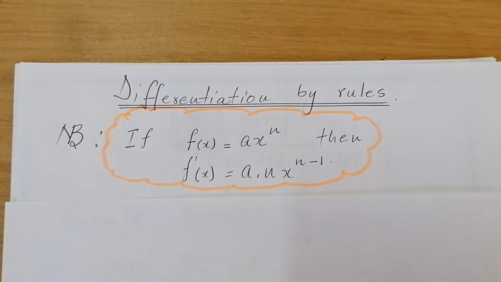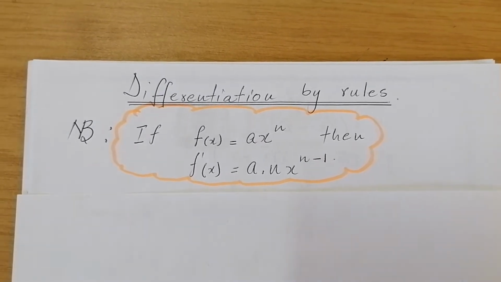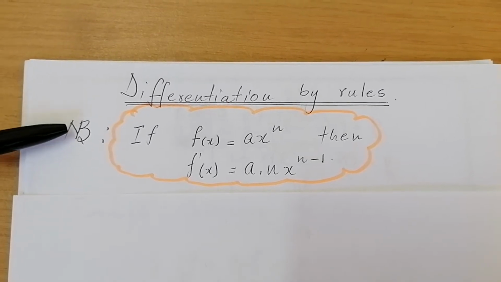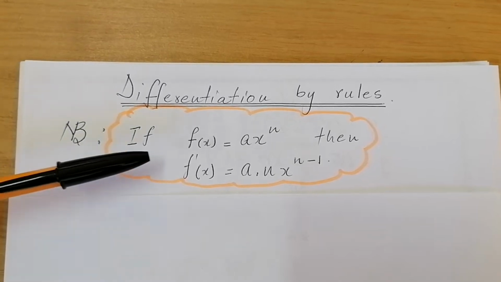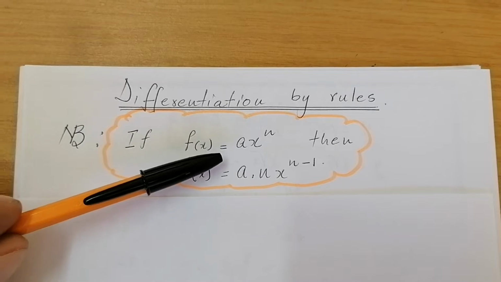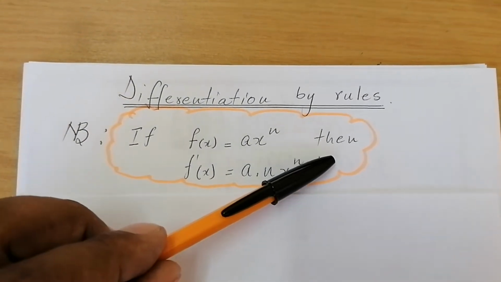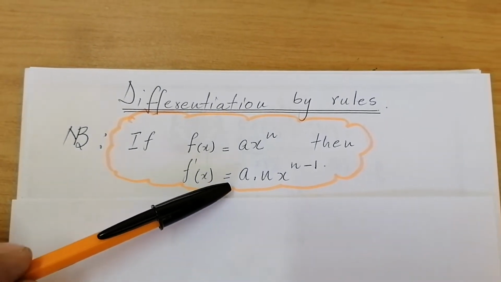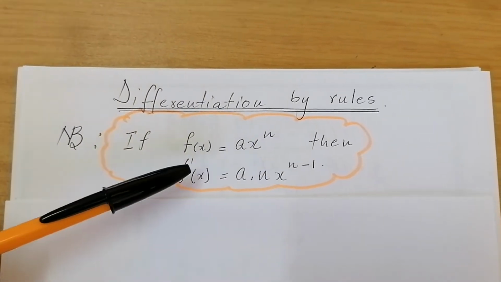Today I'm doing differentiation by rules. But before we start, I just want to point out this important factor or condition. It says if a function f of x is given as ax to power n, then the derivative of this function with respect to x is anx to power n minus 1.